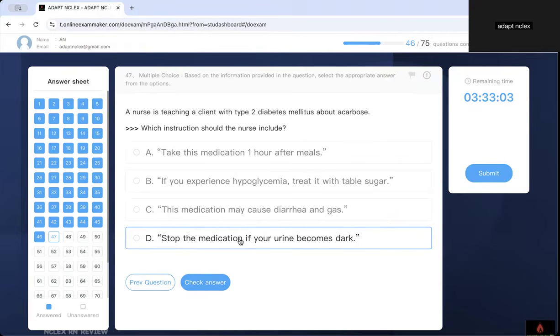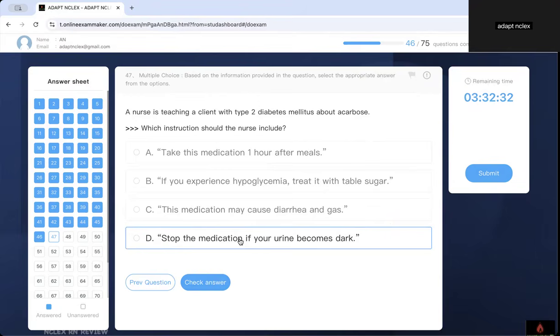Take the medication. This medication may cause diarrhea and gas. Why? Because it's preventing you from what? Absorbing sugar. The sucrose is there. That is why we take it with the meal. Take the medication 1 hour after meal. The medication is going to prevent you from absorbing glucose. Why would you take it 1 hour after you've already eaten? You take it with the first bite, put it in your mouth, and it prevents you from absorbing your glucose.